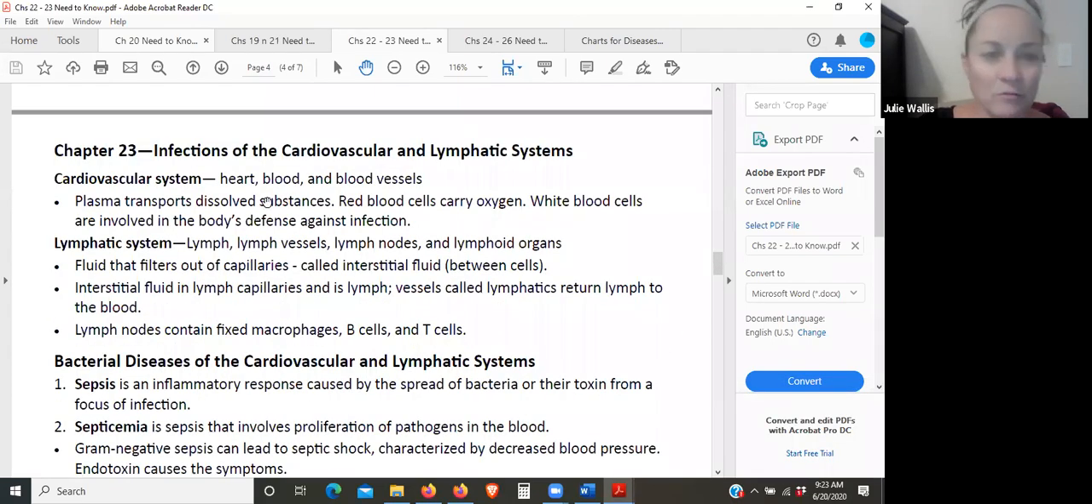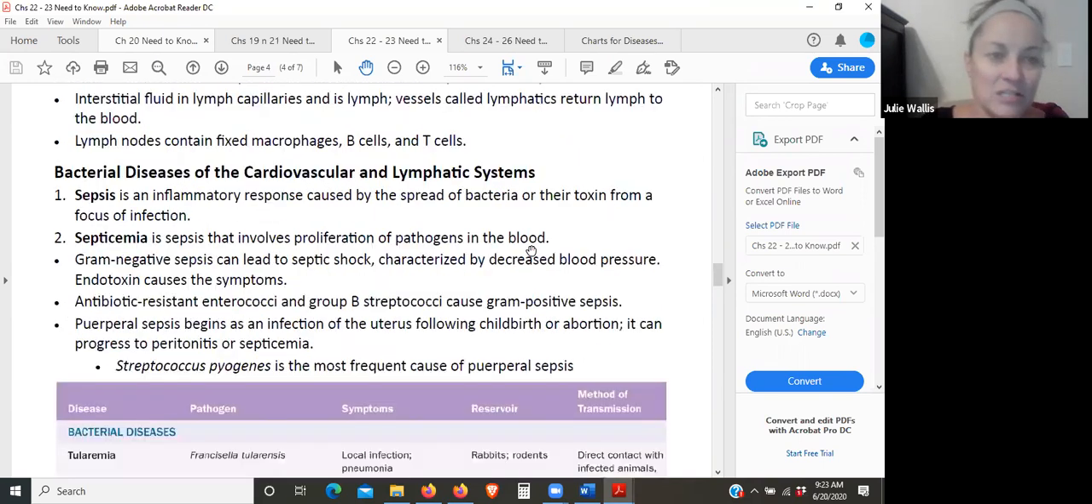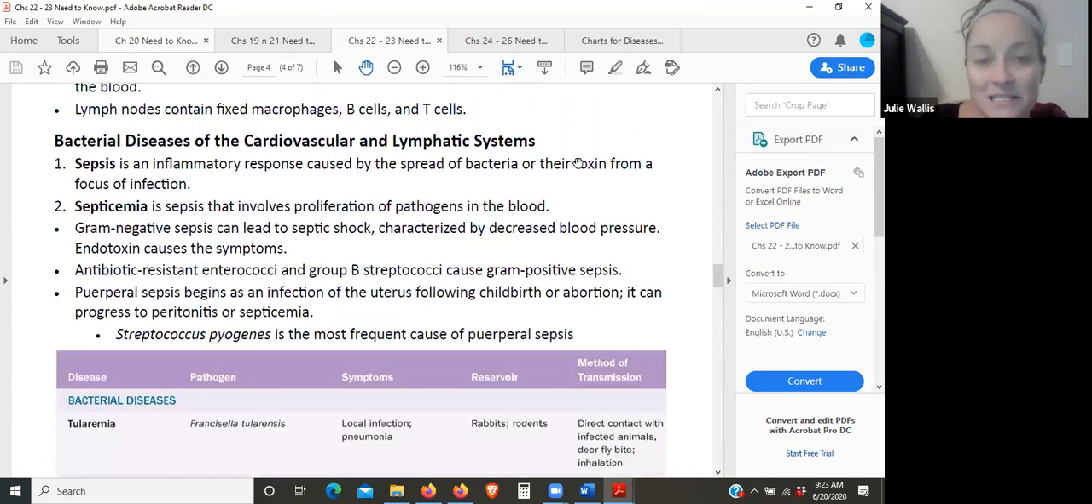So just familiarize yourself again with the structures in the cardiovascular system and the lymphatic system. And then there's really not a whole bunch of information that you need to know outside of the diseases in this section. Puerperal sepsis is in your chart. You do need to know what sepsis is. And it's basically a systemic infection, either by the toxin or the bacteria.